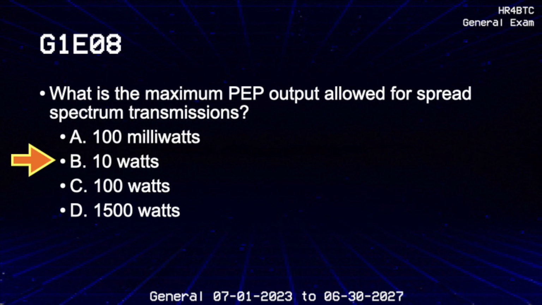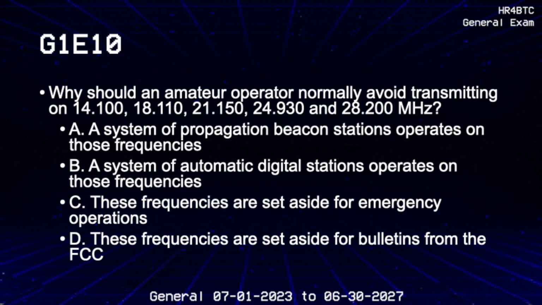Why should an amateur operator normally avoid transmitting on 14.100, 18.110, 21.150, 24.930 and 28.200 MHz? A system of propagation beacon stations operates on those frequencies.